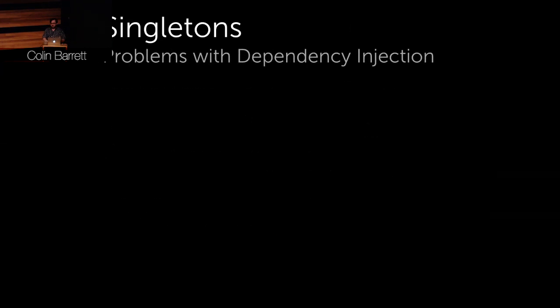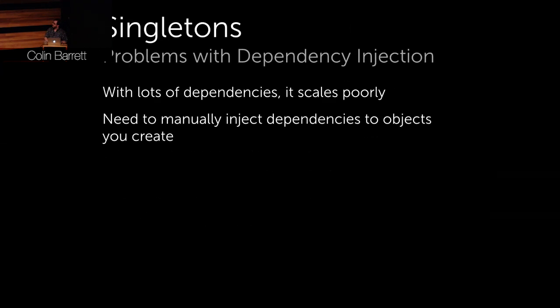And to be clear, these are not insurmountable problems. These are just downsides that I think we can do better than. With a lot of dependencies, this is going to scale pretty poorly. If you have like 7 arguments to your initializer, that's kind of difficult to deal with. You also need to manually inject that dependency to anybody you create that also needs it. Otherwise, your program is going to be referencing 2 different instances under test. Does that make sense? If some object we create just uses the global instance, it's going to do mutations and reads from that instead of the test instance that we created.